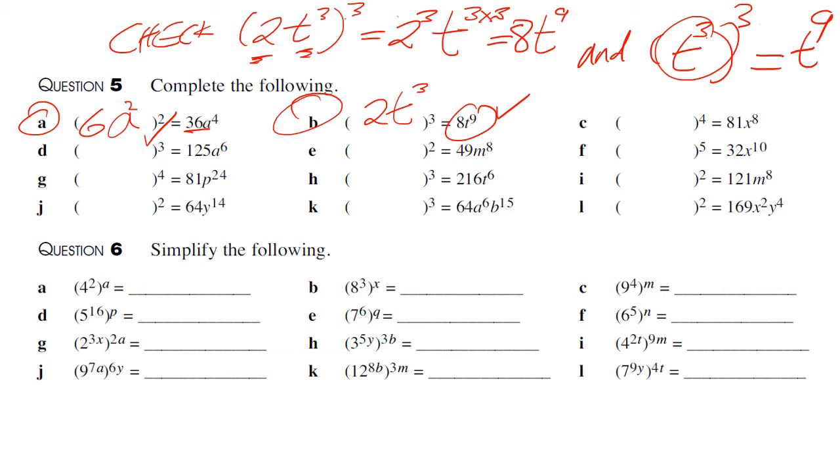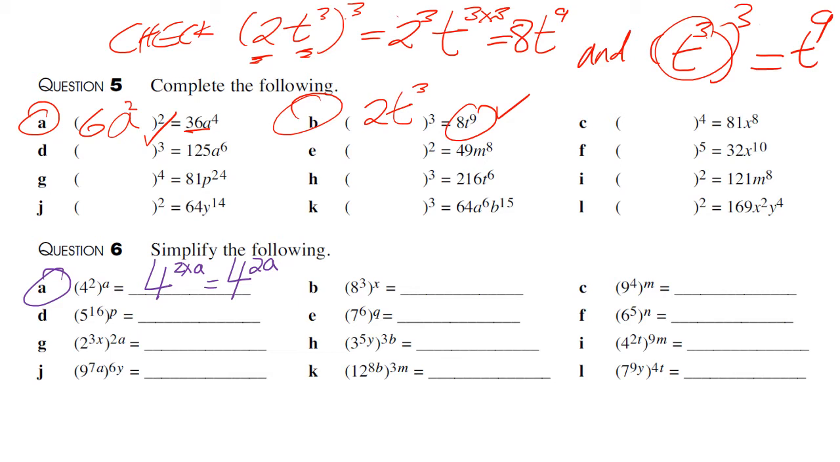Alright, let's look at question 6. Simplify the following. I'm going to do 6a: 4 to the power of 2 to the power of a. What does that mean? Well, we're just using the third index law: 4 to the power of 2 times a. Mathematicians are lazy. We don't want to write the multiply sign, so we can just write 4 to the power of 2a.